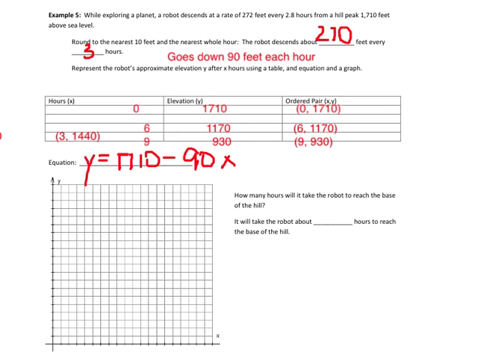The other way I could write that is in slope-intercept form. Y equals negative 90x plus my original starting point, which was 1,710. It really doesn't matter which way you write this equation for this problem. And so if I know that, that helps me with my y-intercept, b, and my slope is down 90 and over 1.